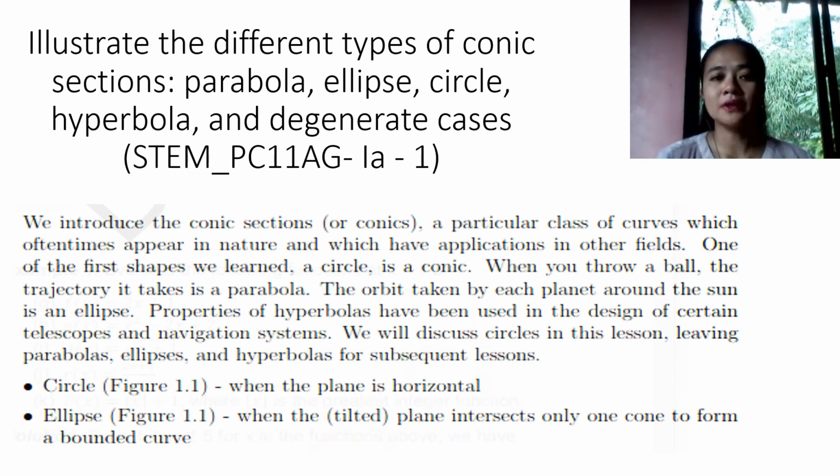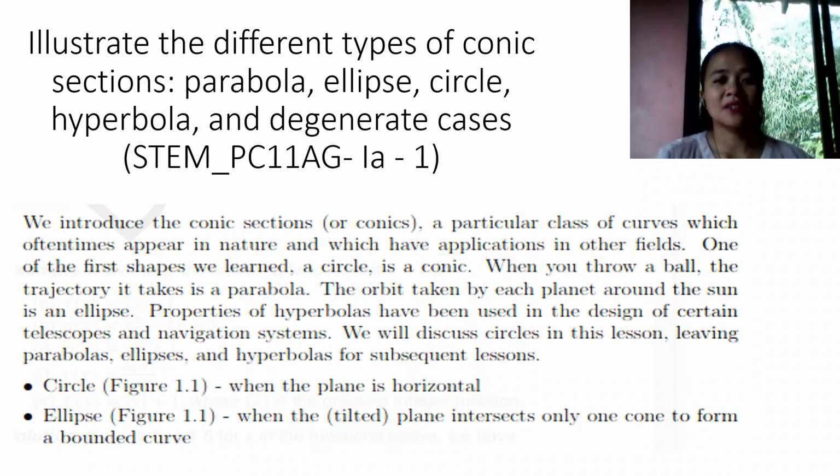When you throw a ball, the trajectory it takes is a parabola. The orbit taken by each planet around the sun is an ellipse. Properties of hyperbolas have been used in the design of certain telescopes and navigation systems. We will discuss circles in this lesson, leaving parabolas, ellipses, and hyperbolas for subsequent lessons.